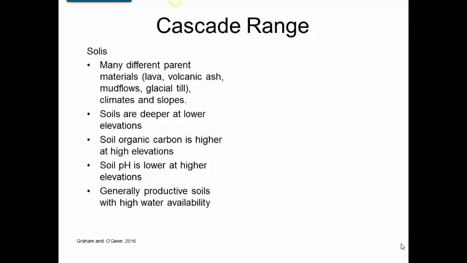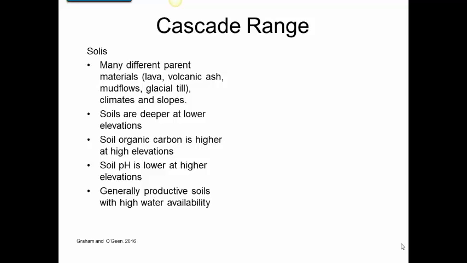Given all of this diversity in parent material and climate and terrain, I tried to come up with some generalizations about the soils within the Cascade Range locally. We generally find that soils are deeper at lower elevations. So as sediment moves off of steep slopes downhill, we find more deposition occurring at lower elevation and therefore deeper soils. We find that soil organic carbon is higher at higher elevations.